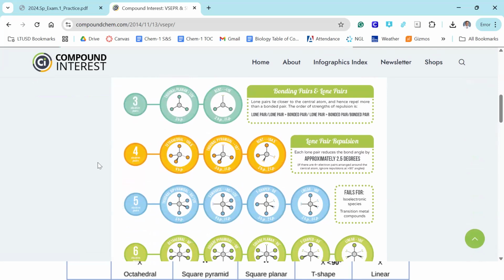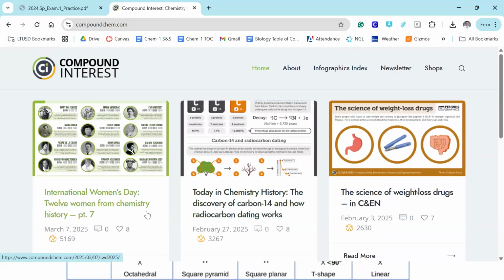This is another one, prints pretty well, especially if you have a color printer. It looks like, okay, well, here's your tetrahedral shape, and it shows it with a little bit more detail. Looks a little bit nicer than the way I can draw them by hand. But this is just a really interesting website in general for if you're into sciences. The history of carbon-14 and how radiocarbon dating works.